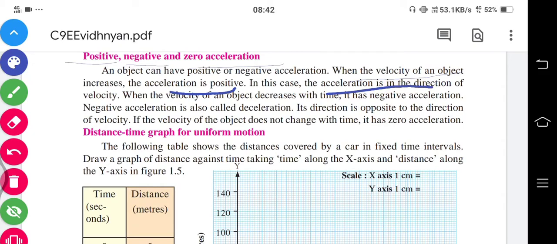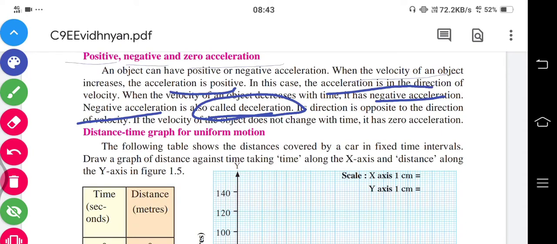When the velocity of an object decreases, it is negative acceleration. Negative acceleration is also called deceleration. They may ask a question like what is deceleration, define deceleration, or calculate deceleration. So you must remember that deceleration is nothing but negative acceleration. If the acceleration is opposite to the direction of velocity, it is deceleration.